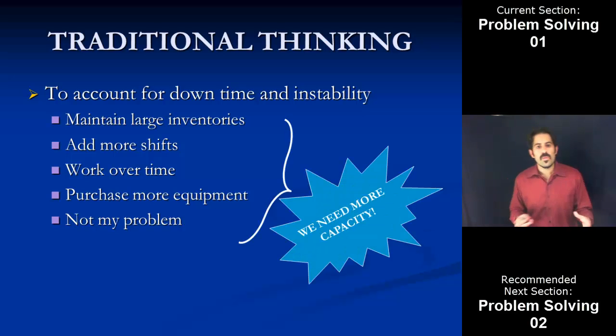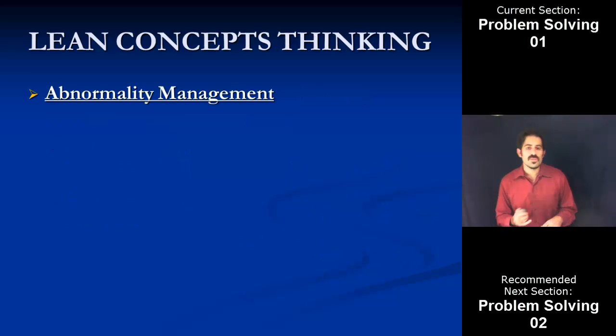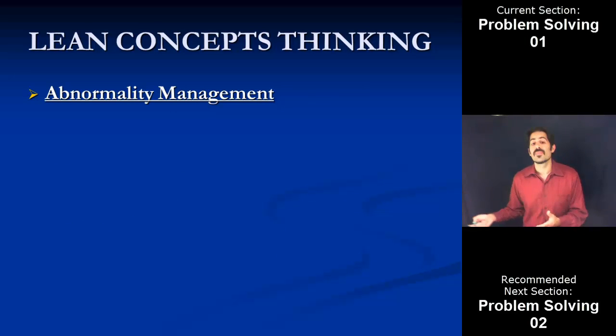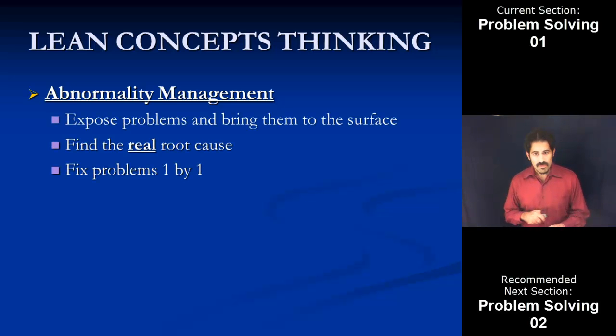But really, at the core, all of these approaches to dealing with this are to just add capacity, to say we don't have enough, we need more, we need a bigger building, we need more machines, I need more people, we need more inventory. And when we boil all that down, from a business perspective, it is money. That's money that we're spending to cover up for the fact that we can't solve problems. So what we really want to do is move to a new way of thinking about that, and the lean concepts thinking that we use here is something we call abnormality management. And what that really is, is these 3 ideas.